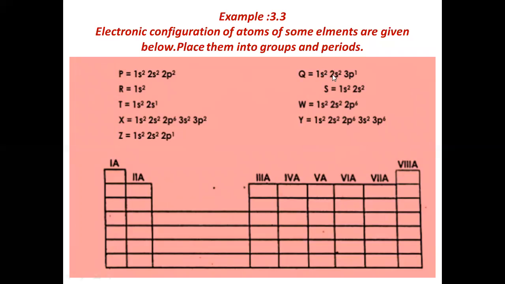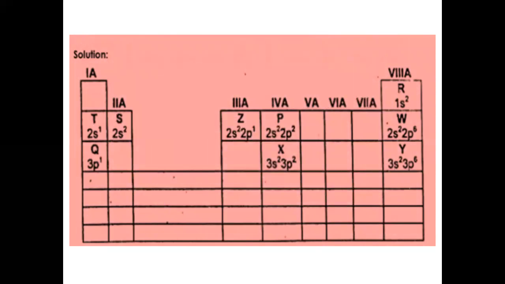Then Q's outermost electronic configuration is 1s2, 2s2. This must be 2p1, not 3p1, because 3p1 is not possible. After 2s, the next orbital, according to the Aufbau principle, is 2p1. So n is equal to 2. Q must be in the second period, and 2 plus 1 electrons are 3, so in the third group. So this is the position of Q: third group and second period.